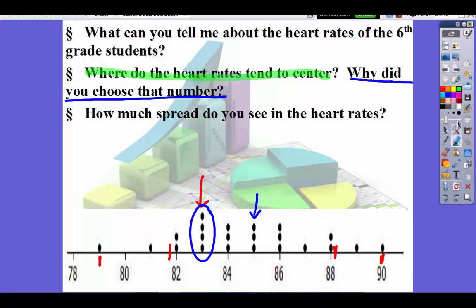This last one's a little bit different. How much spread do you see in the heart rates? Well, I see some spread because I'm going all the way from 79 up to 90. So I see a little bit of spread, but not that much.